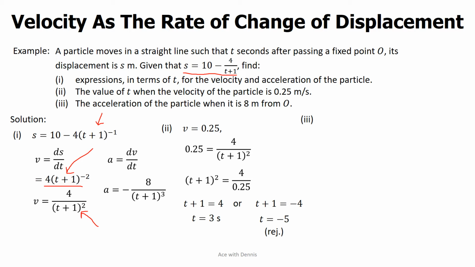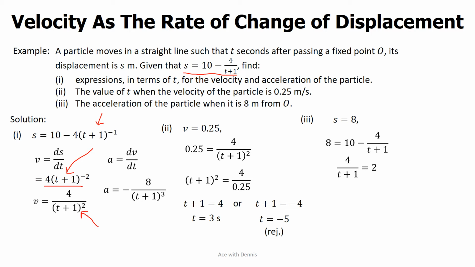3. Acceleration when it is 8 meters from O, which means that s equals 8. So we substitute s equals 8 into the displacement equation so that we can find the time. So it is 8 equals 10 minus 4 over t plus 1.